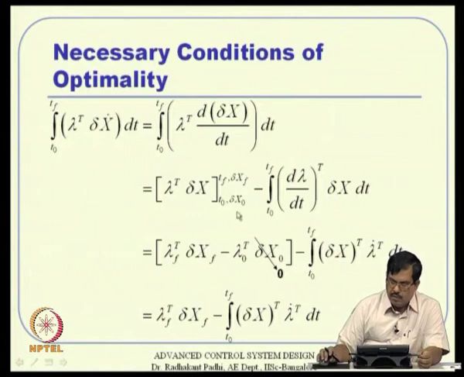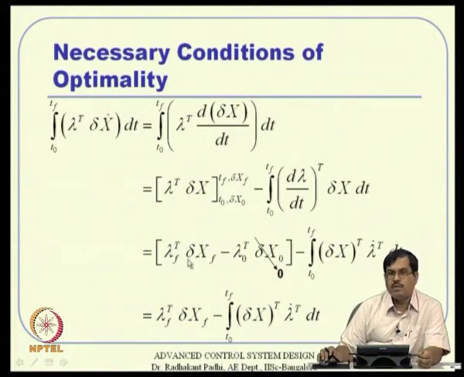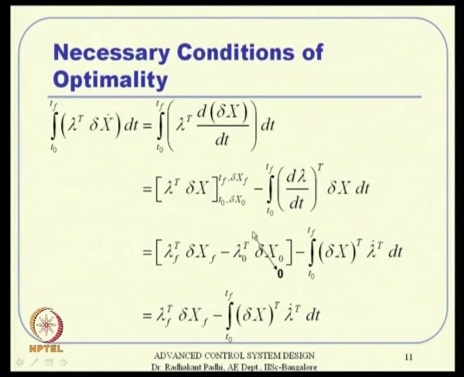And hence if you put them together, this turns out to be lambda f transpose del xf minus lambda 0 transpose del x0. But remember there is no variation of x0, we are interested in only fixed initial condition cases. So, obviously this goes to 0, and they are left with only this term, and in a simplified way we can write it that way.